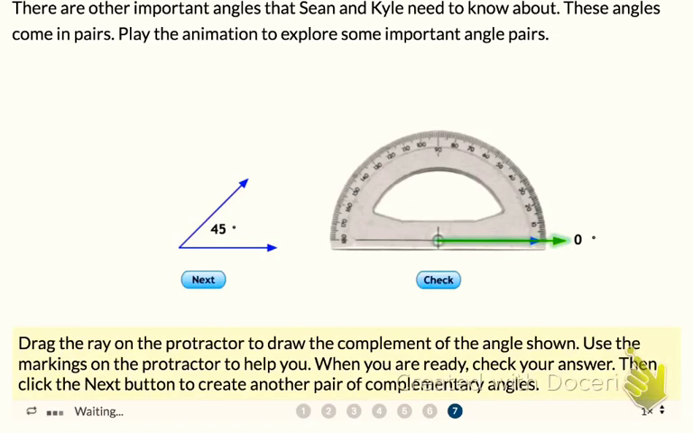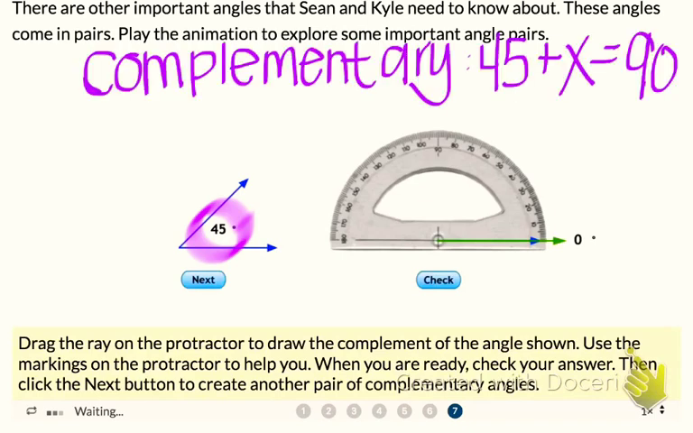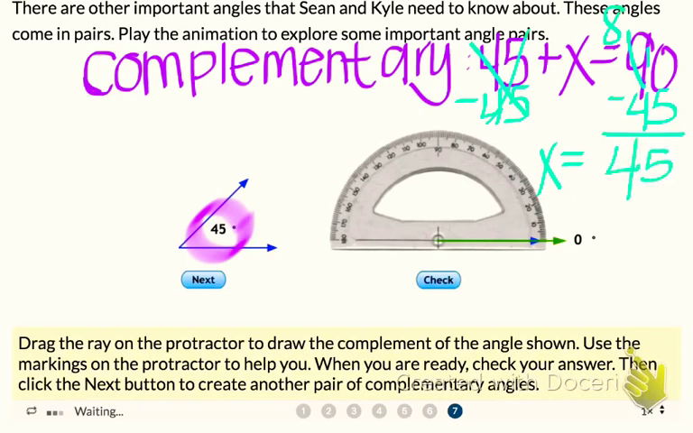Alright, so this one wants us to drag the ray on the protractor to draw the complement, or the complementary number, of the angle shown. The angle that's shown is 45 degrees. And remember that complementary angles are going to add up to 90 degrees total. So to solve this one, we would need to subtract 45 from both sides, which takes care of this. And we get left with our unknown angle being 90 minus 45, which is 45. So let's go ahead and check and see if that's correct.